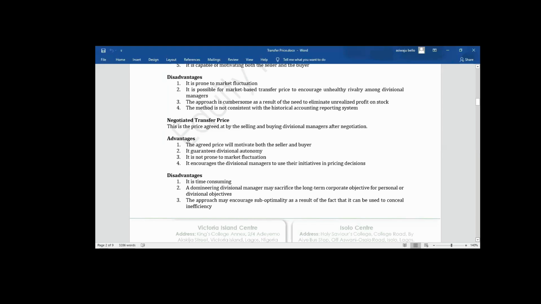Of course, advantages, we have: one, the agreed price is a joint agreement, so it's motivational. It guarantees divisional autonomy. It encourages initiative. The approach is not subject to market fluctuation because it's a discussion between the two managers, the selling divisional manager and the buying divisional manager. They will agree.